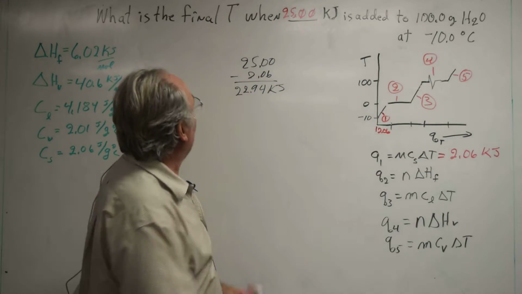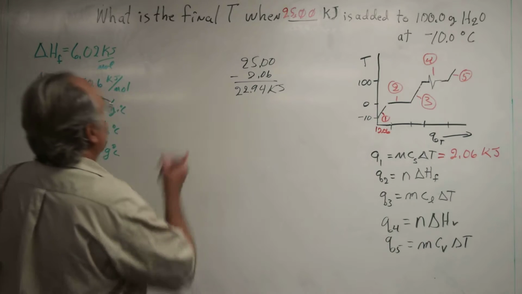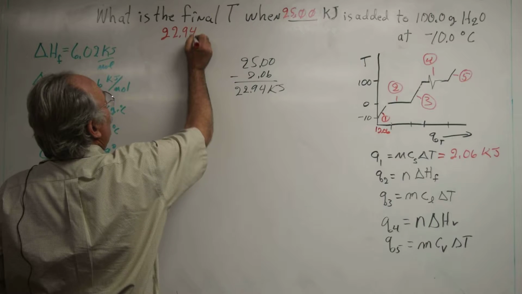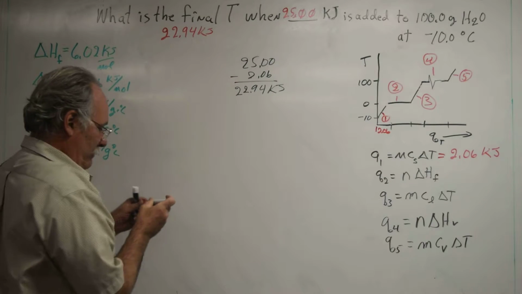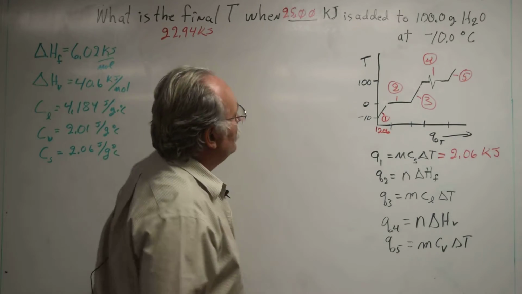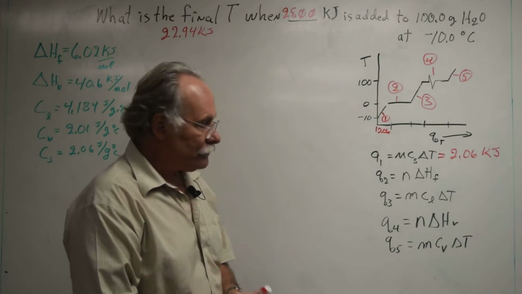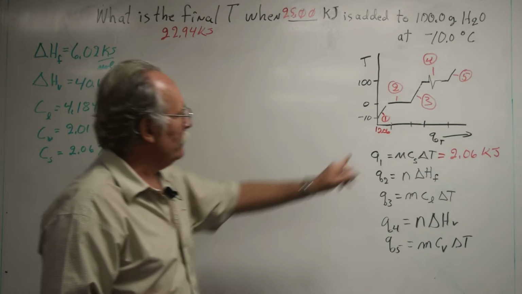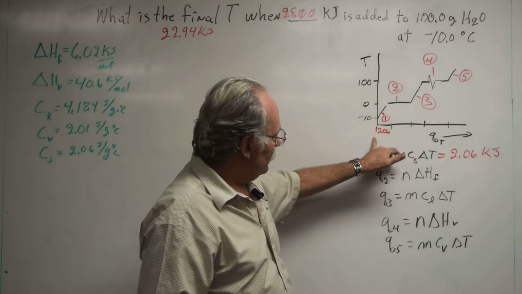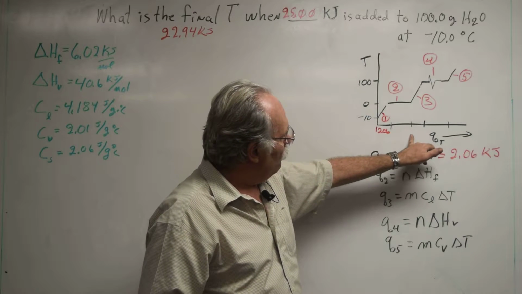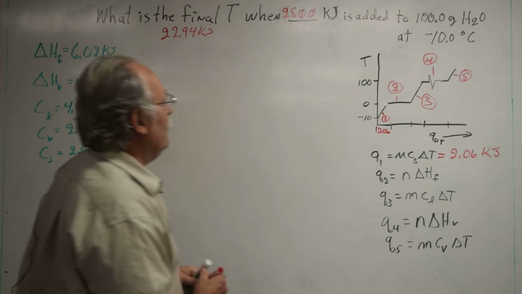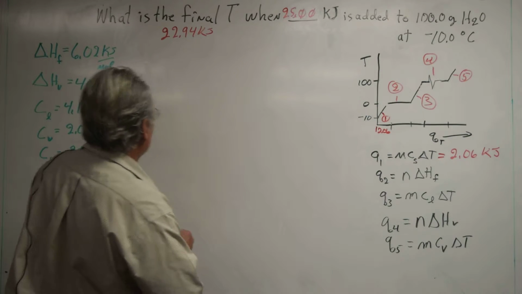So the next question I have to ask myself, and I'm just going to write this up here, is I have 22.94 kilojoules excess from the 25, and is that enough to melt the ice? Okay? So I go over to the second equation here. I'm now in this part here, and when I add 25, starting at 0, do I have enough to go beyond here, or do I stop in this two-phase region? Okay? So I use the second equation.